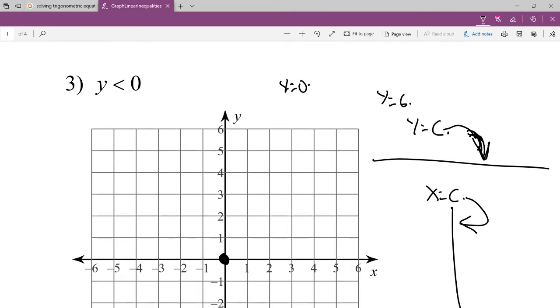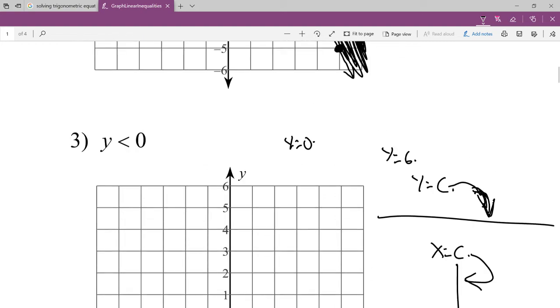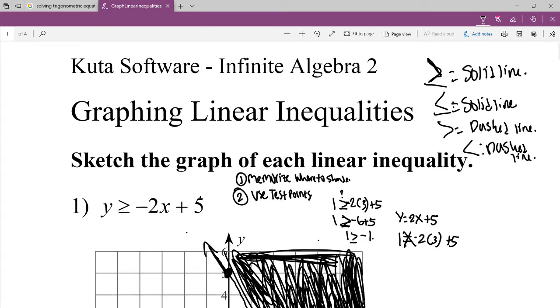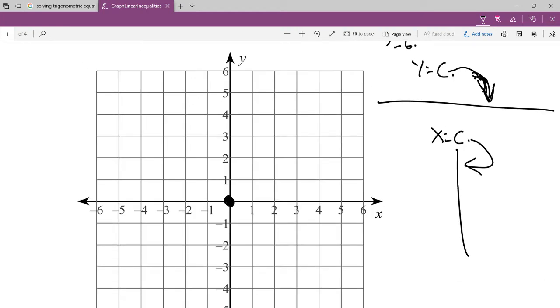Since it's y equals 0, you're going to make a line right here. And by the way, since it's less than, you're going to do a dashed line. I know this one doesn't really have dashed lines, so I'm going to do it in a different color to show that it's dashed.